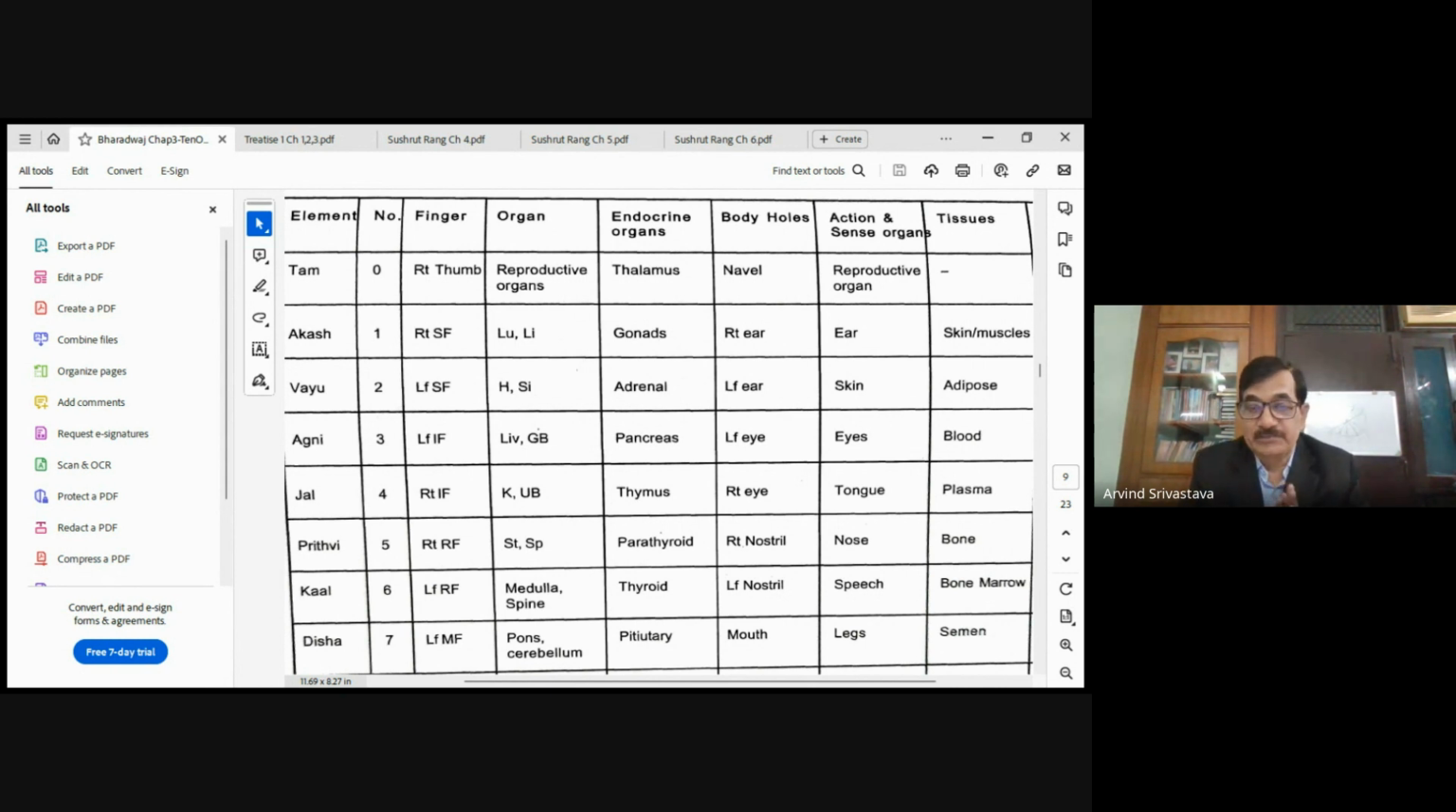Now what is thymus? Thymus is a gland just nearby the heart. It is already told by, I think, Devika Rani, about the endocrine system. Thymus is on the chest of our body.